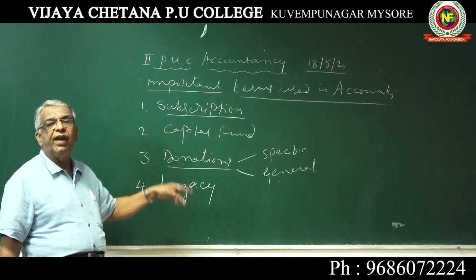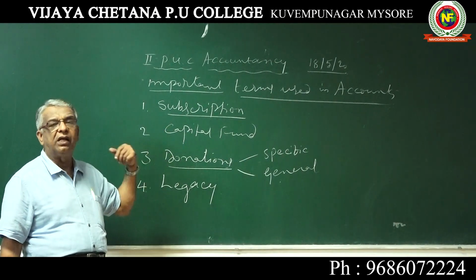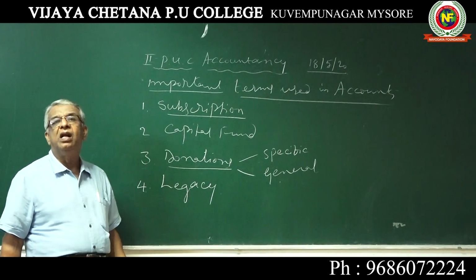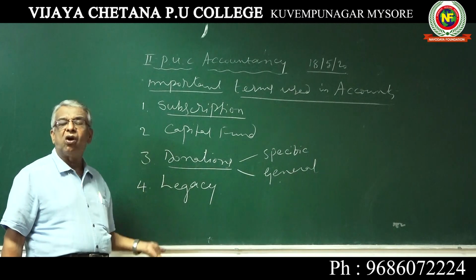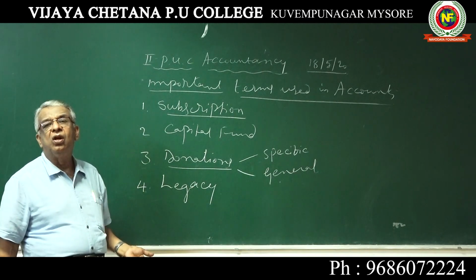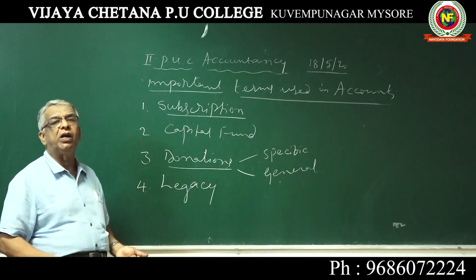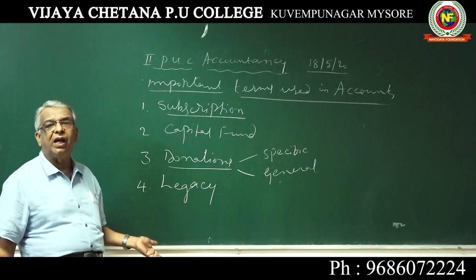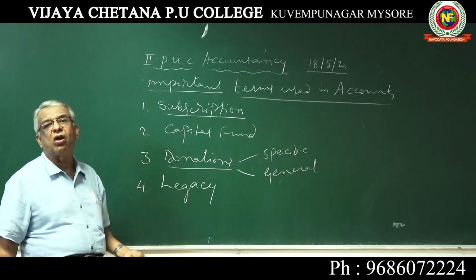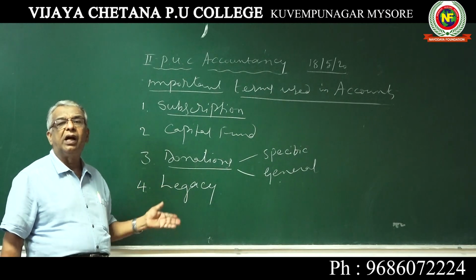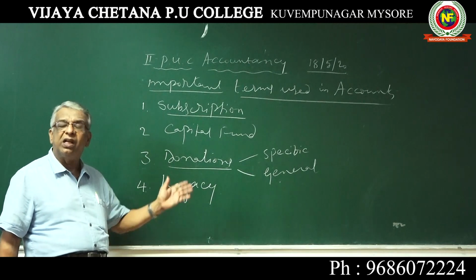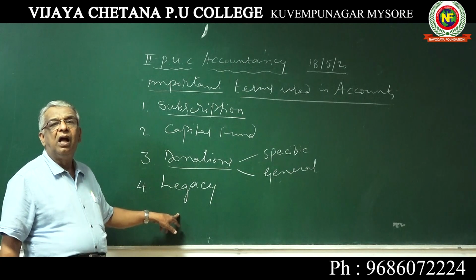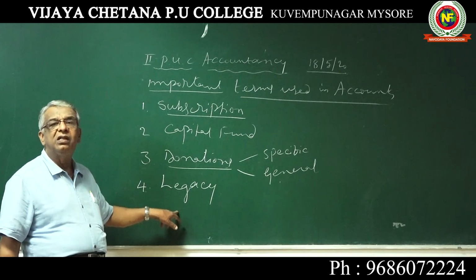See, as you know, if a person is a deceased person, suppose he is on the deathbed, and he doesn't have any sons or daughters or any other relatives. So he has some 10 lakh rupees worth of building. That building may be donated or contributed to the college for the purpose of running a classroom. So that is what is called legacy. Once again, this is a very, very important point.